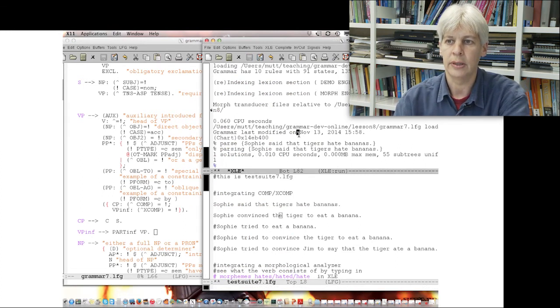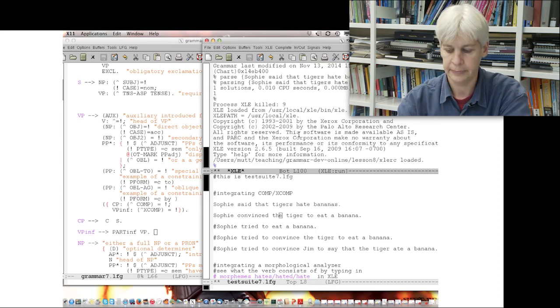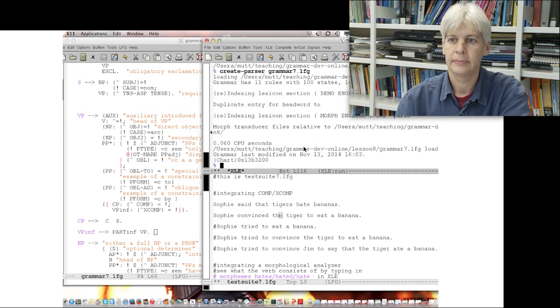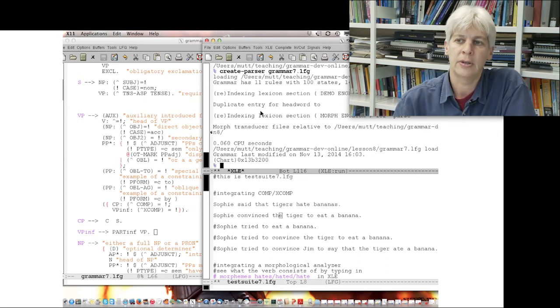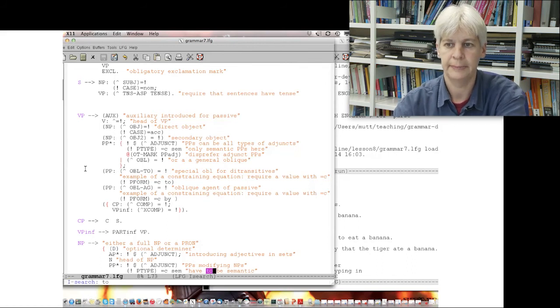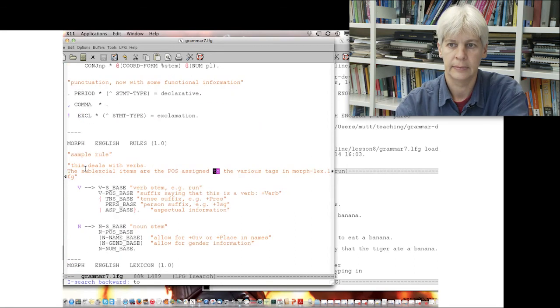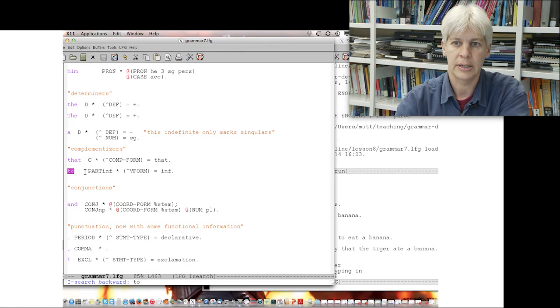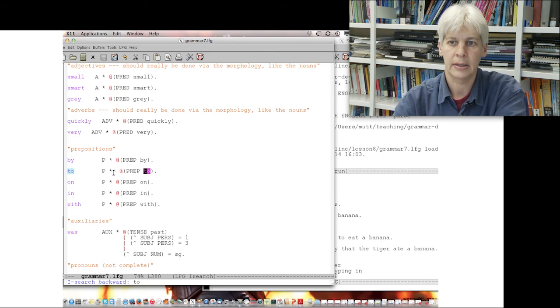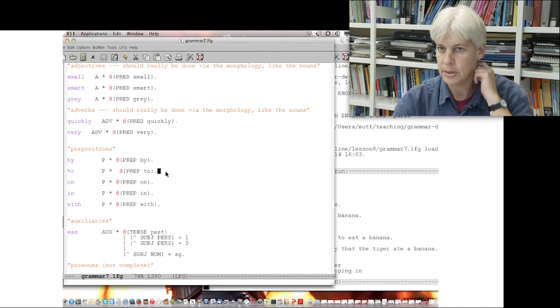I need to reload my grammar. And I have an error. It says duplicate entry for head word "to". That means I've got "to" in two different places. So let me search for that. Of course, this is not going to be good. So this is the one I just added. Okay. So the grammar says there's another. Here's another one. The preposition "to".